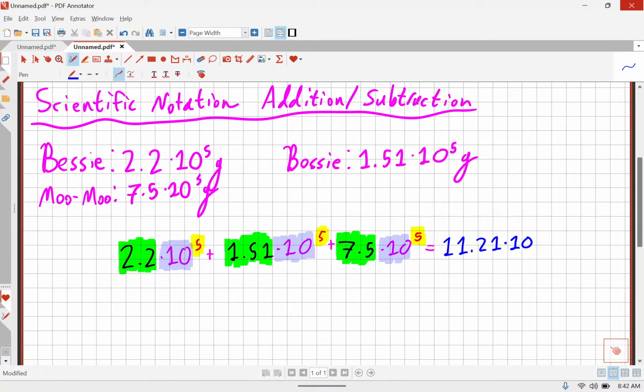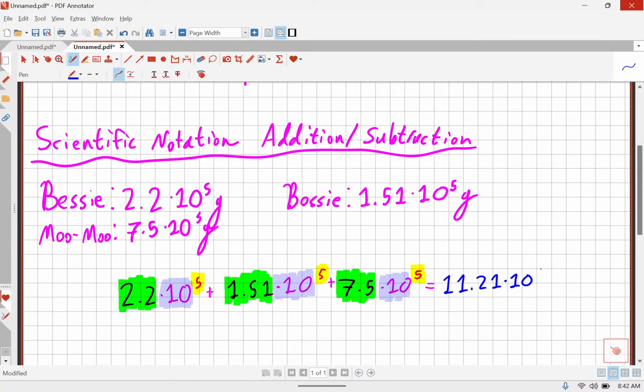It is one of those. So if we were multiplying them, like if it was 2.2 times 10 to the fifth times 1.51 times 10 to the fifth times 7.5 times 10 to the fifth, we would add the exponents. So what do you think actually happens here? We keep them the same. They don't change at all.